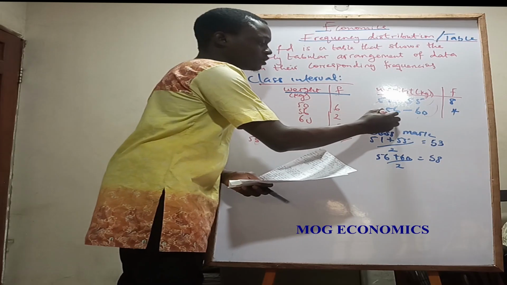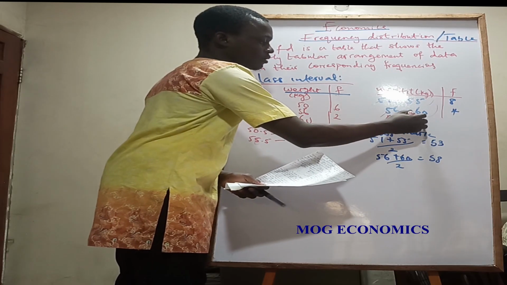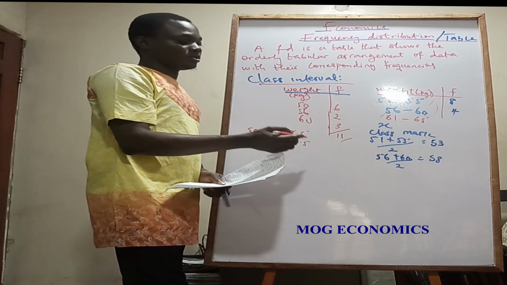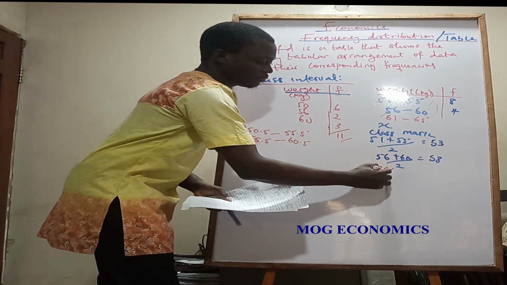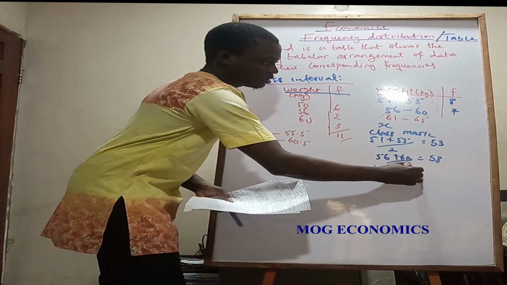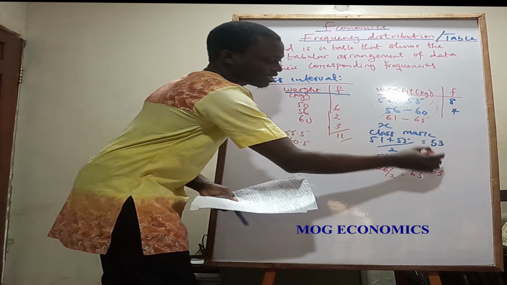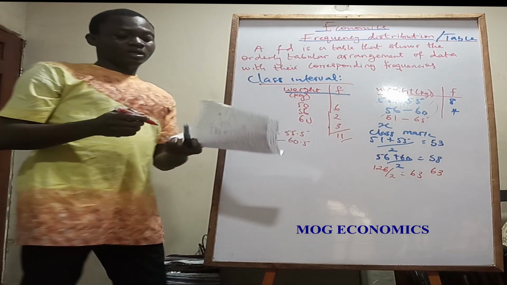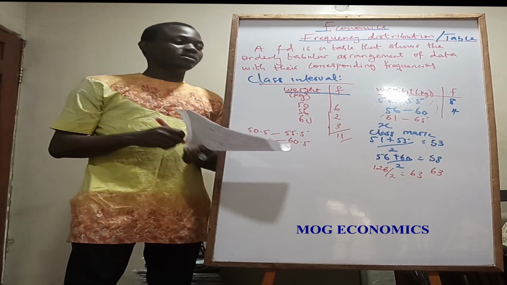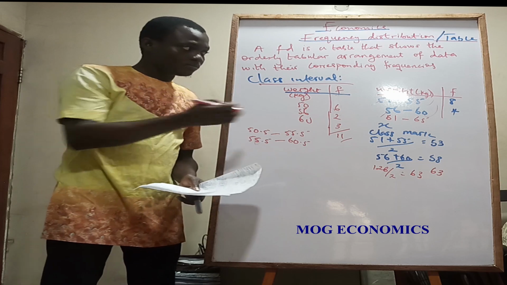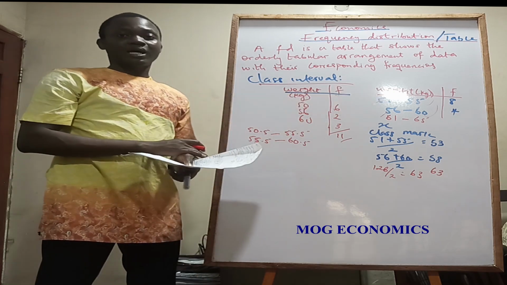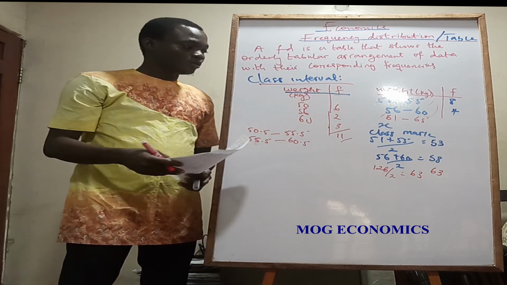So you have 61 to 65. When you add this up, it's going to give us 126. So 126 divided by 2 is going to give us 63. So that's how you keep having it, plus 5, plus 5, plus 5, right? As long as your class intervals have the same differences across the board.